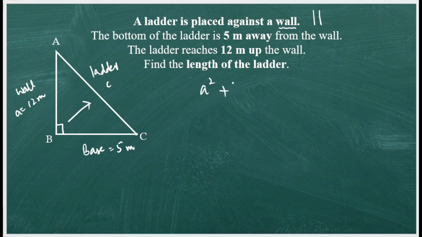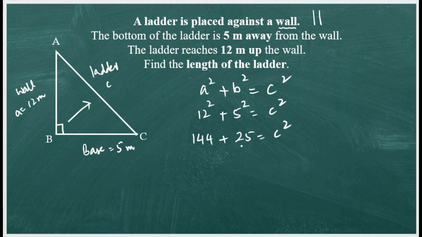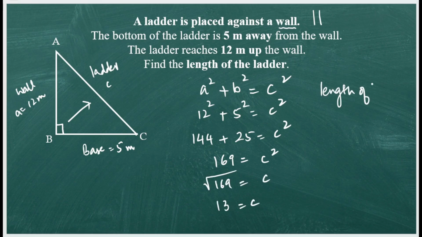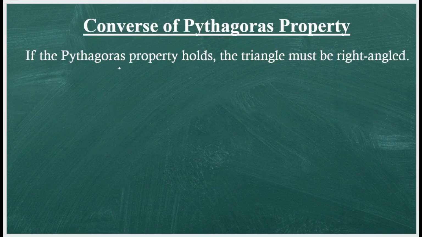Now let's write down Pythagoras property. A square plus B square is equal to C square. Plug in the values. A is 12, so 12 square. B is 5, 5 square equals C square. 12 square is 144. 5 square is 25 equals C square. 144 added to 25 is 169 equals C square. Take the square root to find the value of C, and C comes out to be 13. So what is the length of the ladder? The length of the ladder is 13 meter. Always remember to write the unit. Okay, don't skip it. Now, this was Pythagoras property.